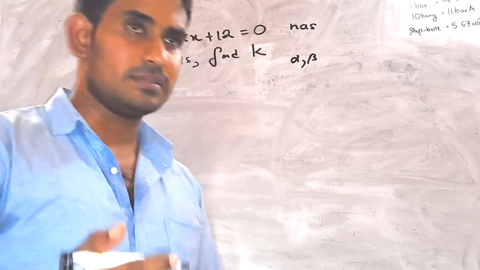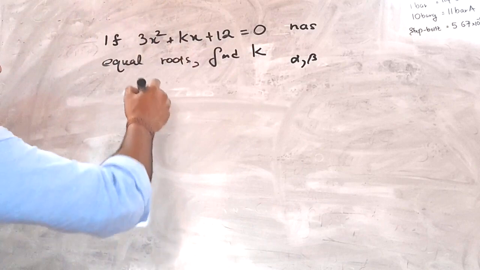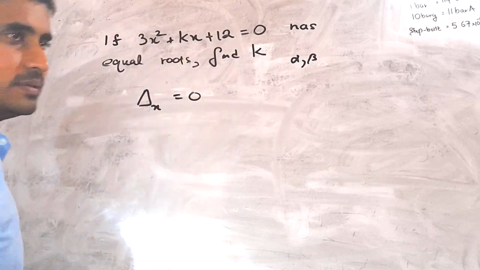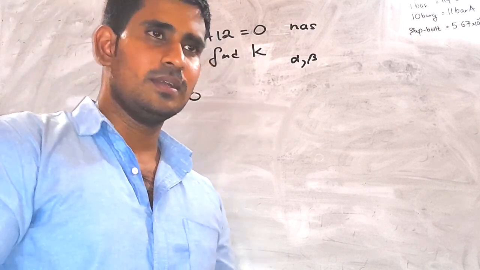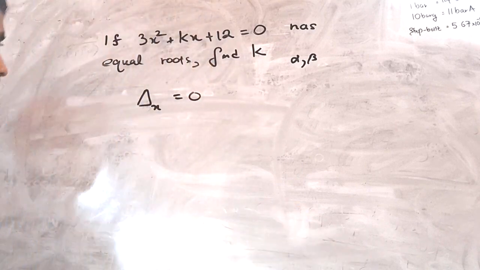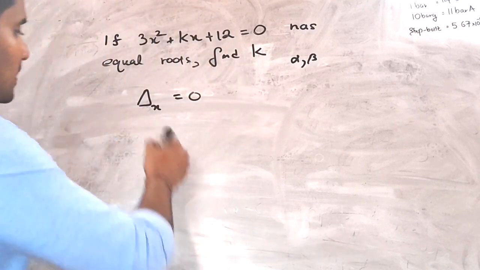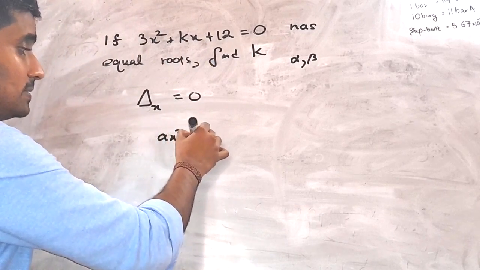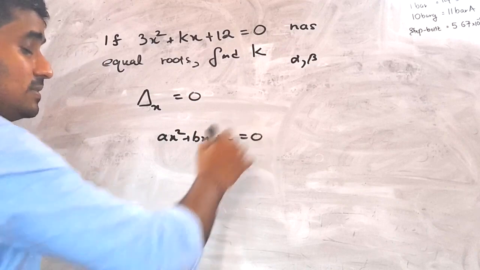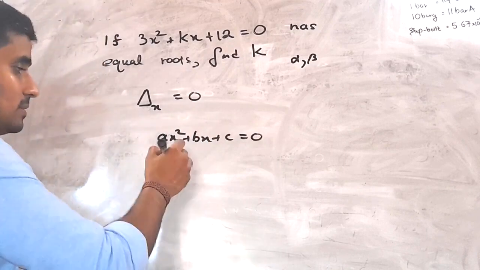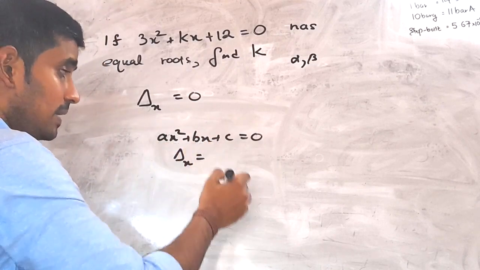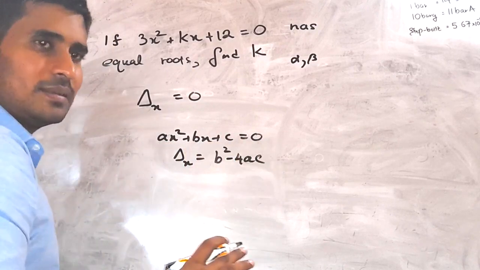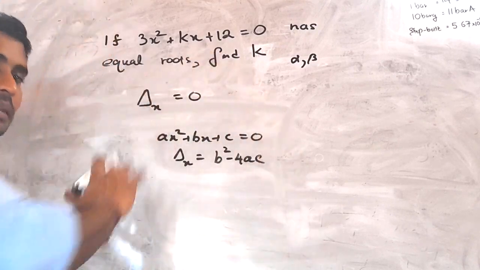The condition is that the discriminant delta must be 0. If I consider the general format for a quadratic equation as ax squared plus bx plus c equals 0, we know that the discriminant delta is given by b squared minus 4ac. So let's apply that over here.